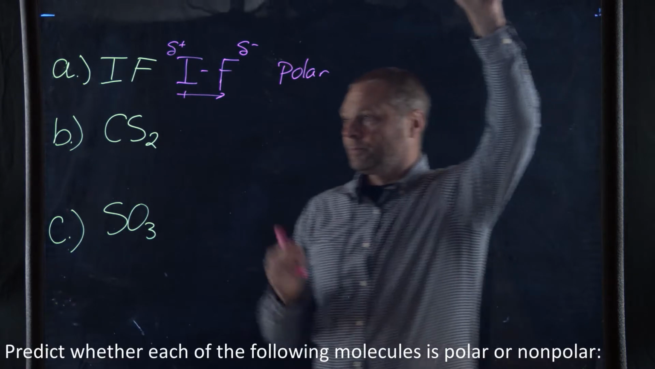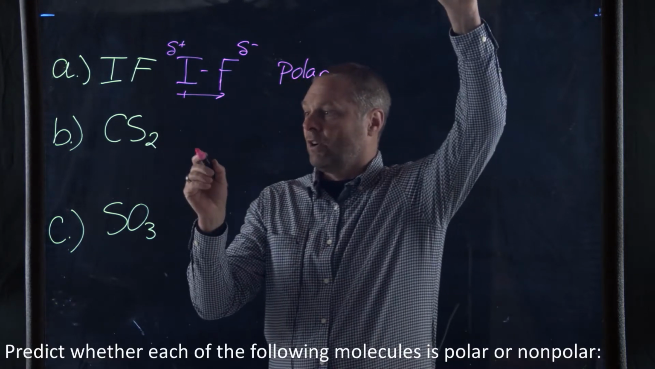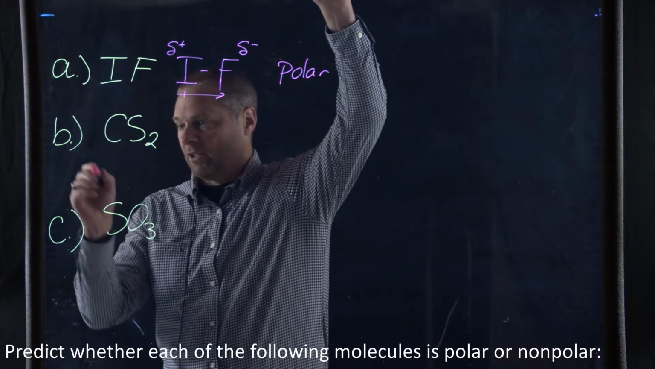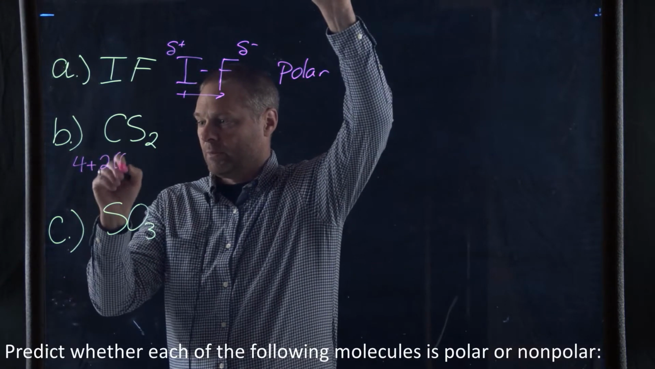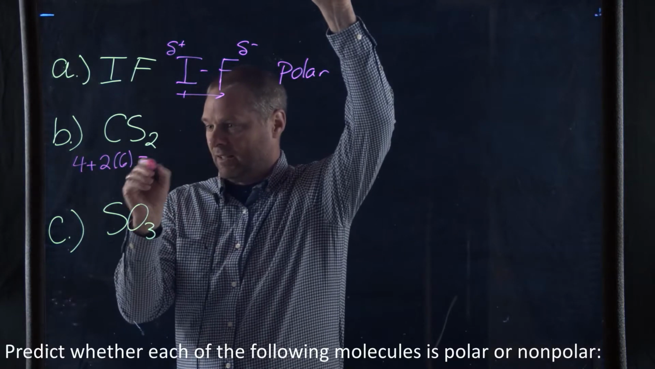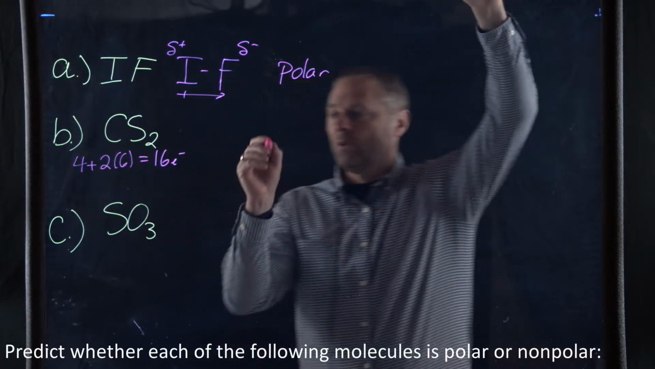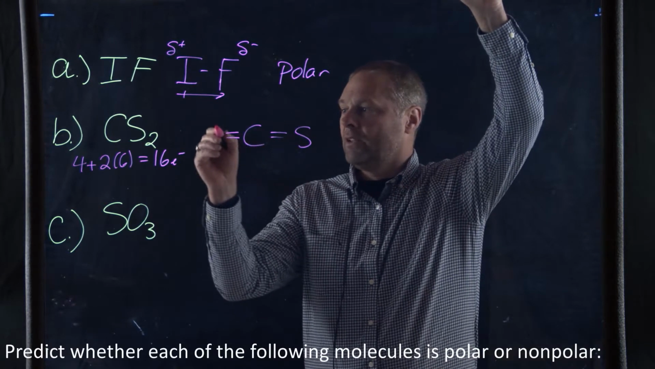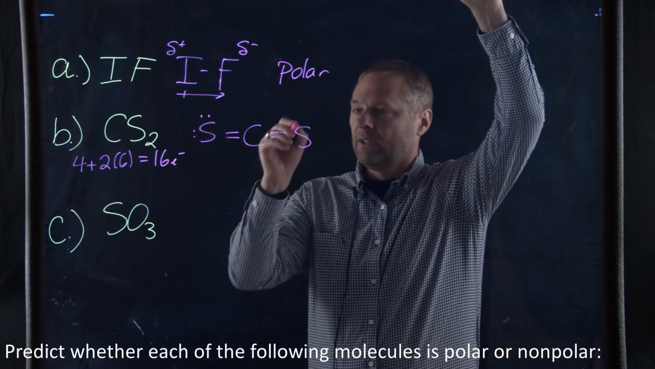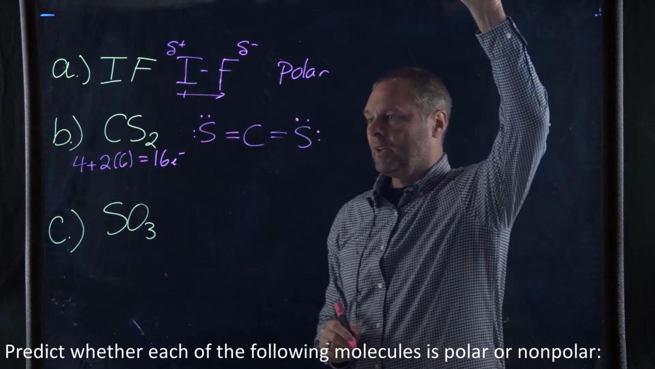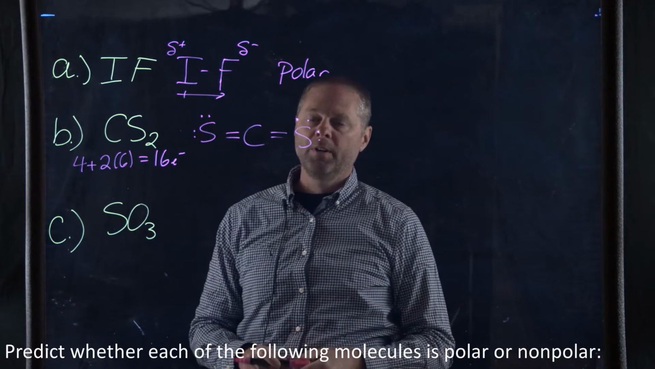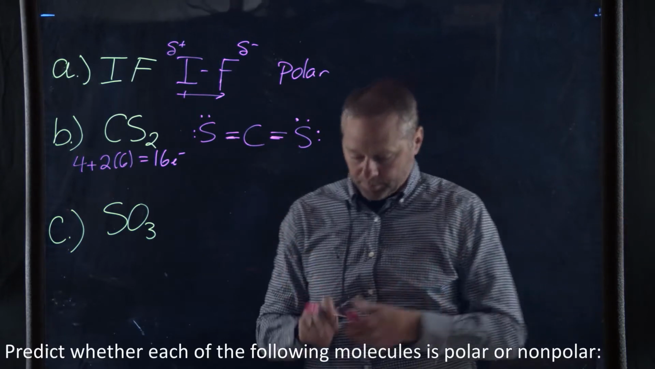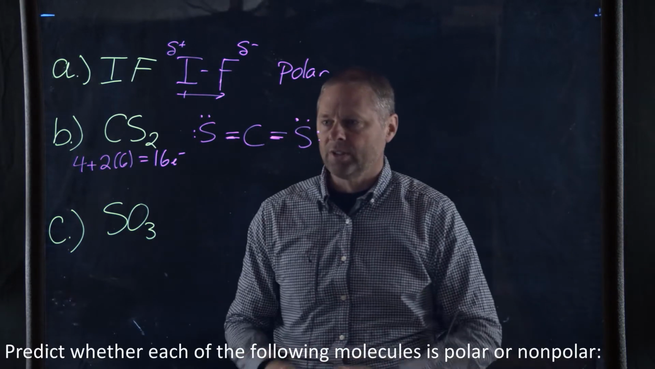polar molecule. We can look at carbon disulfide, and we can count the number of valence electrons. So this is going to be 4 plus 2 times 6. That's going to give us 16 electrons. Carbon is going to be our central atom, and it's going to be doubly bonded to the sulfurs as such. If you struggle with the Lewis dot structure, you can watch some of my other videos or certainly contact me. But this is going to be carbon disulfide, and I'm going to use a different color just so you can see what's going on.